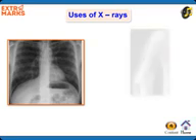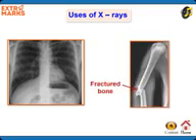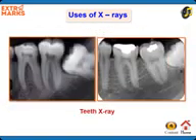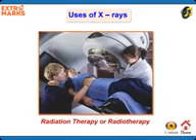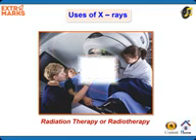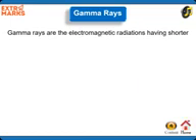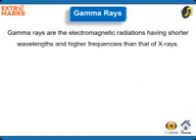X-rays are used in different medical applications, like to detect abnormalities, dislocations, and fractures of bones, to detect diseases of the teeth, to locate bullets and other foreign objects within the body, to kill malignant cells that causes tumors and cancer with the help of radiotherapy. Gamma rays are the electromagnetic radiations having shorter wavelengths and higher frequencies than that of X-rays.